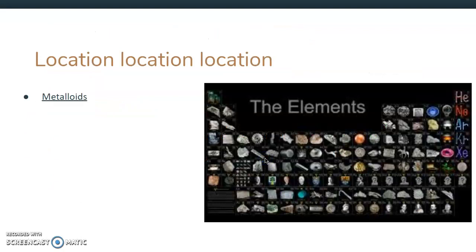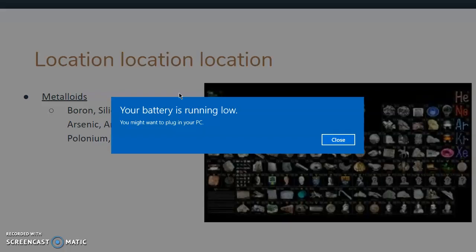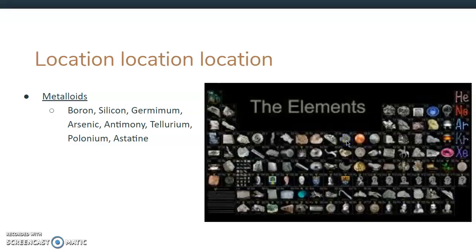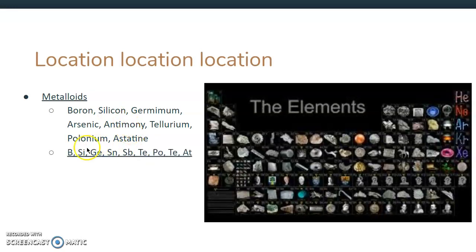So the important thing is where they're located on the table. Our metalloids are boron, silicon, germanium, arsenic, antimony, tellurium, polonium, and astatine. I would love for you guys to write down just those abbreviations. This is a lot of names, but since there's only 8 of them, I wrote down their abbreviations.